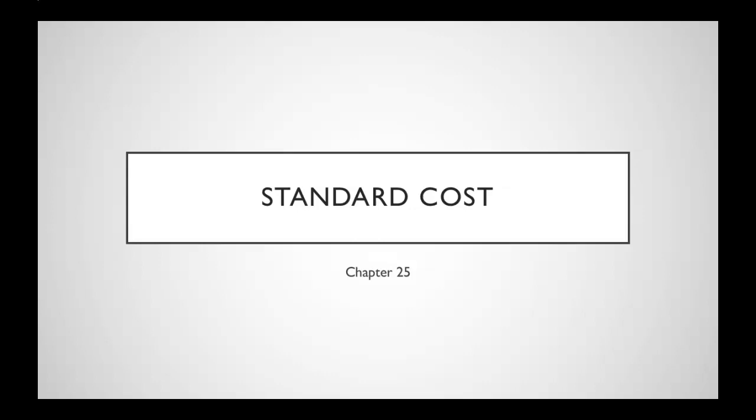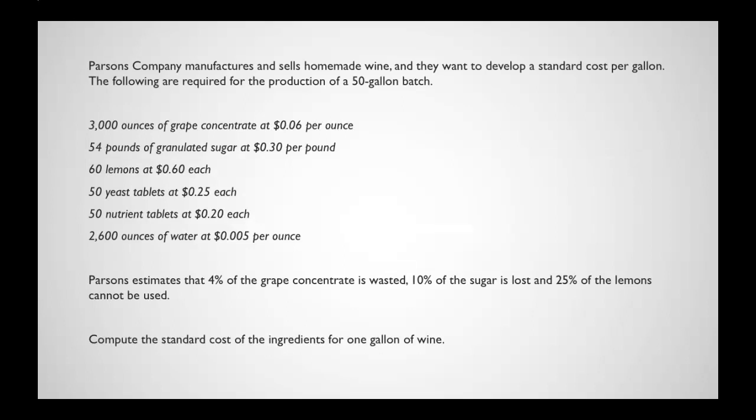Let's work through a standard cost example from chapter 25. The problem says Parsons Company manufactures and sells homemade wine, and they want to develop a standard cost per gallon. The following are required for the production of a 50-gallon batch. So you have a list of ingredients here. We have 3,000 ounces of grape concentrate, 54 pounds of sugar, right? So these are all of the ingredients to make 50 gallons.